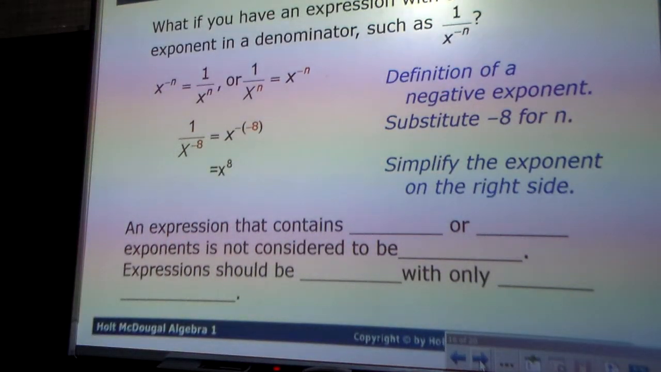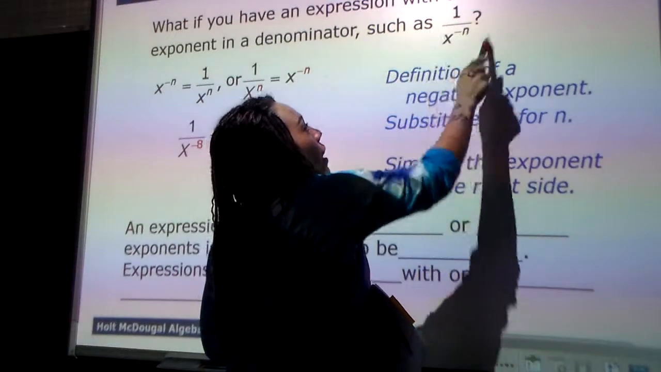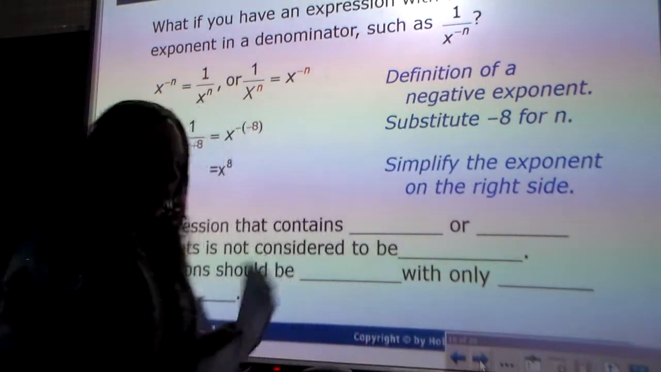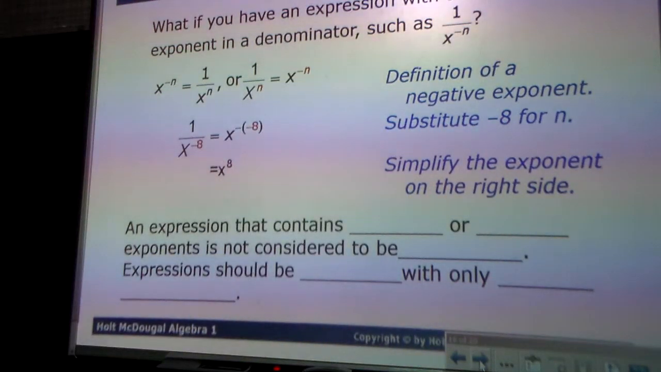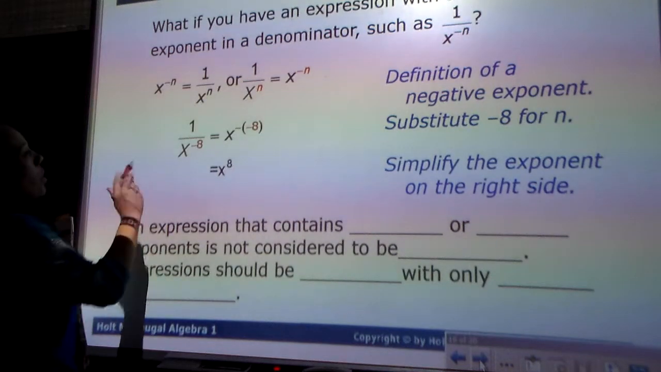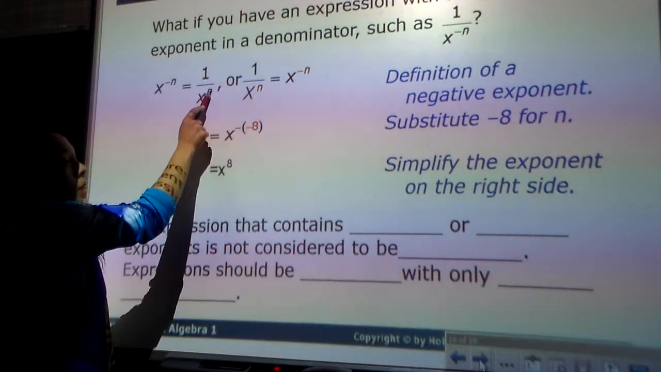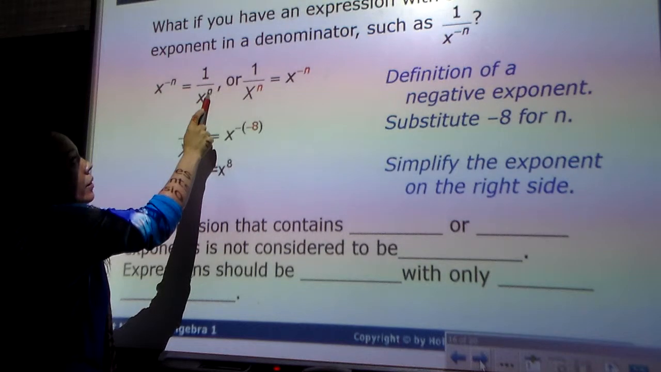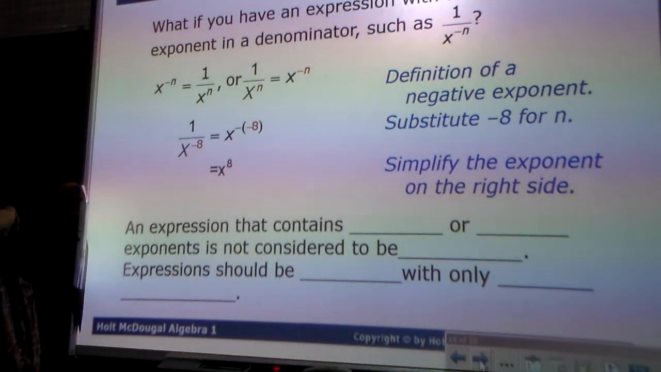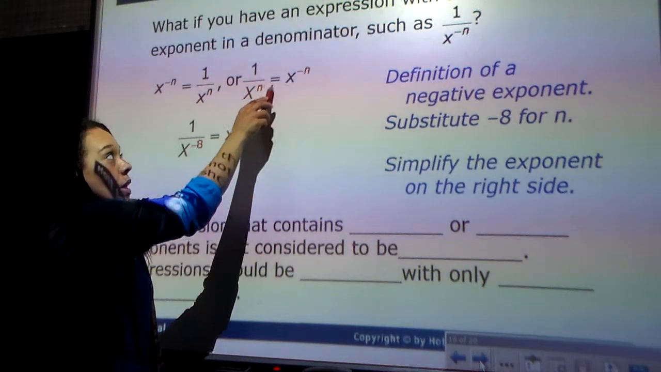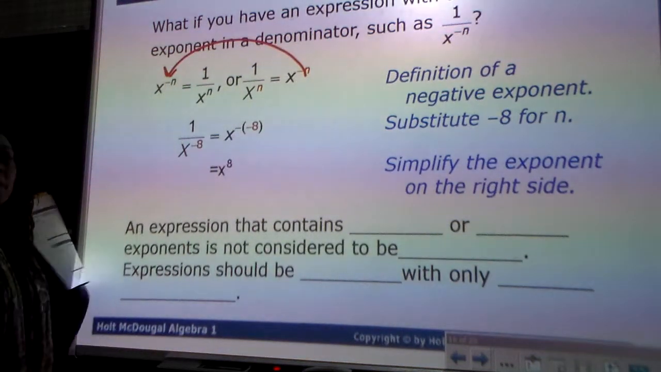So continuing on. What if you have an expression and it's backwards? Here, where the negative exponent is in the denominator. When a negative exponent is in the denominator, here's what you're going to do. You want to go backwards. So originally we had this: any number raised to the negative power is 1 over that number raised to the positive power. Or if you wrote it backwards, 1 over any number raised to a positive power equals, you'd be right back where you started, the same number to a negative power.